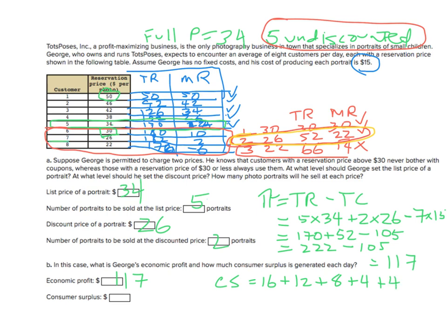The 7th buyer valued it at 26 and paid 26, no surplus. The 5th buyer at the full price valued it at 34, paid 34. So consumer surplus is 16 plus 4 is 20. 12 plus 8 is 20. That's 40 plus 4, 44 is consumer surplus.